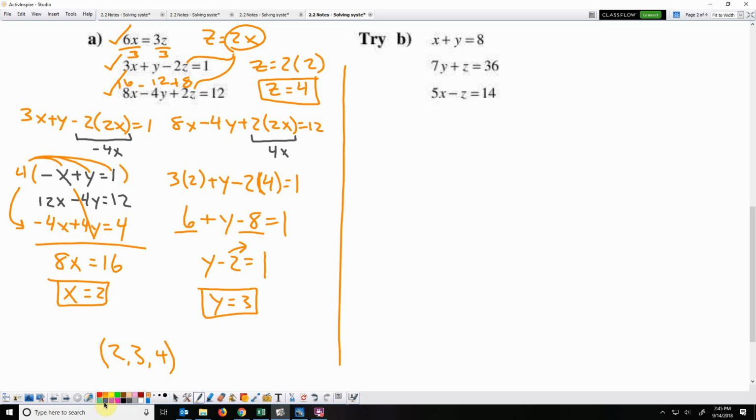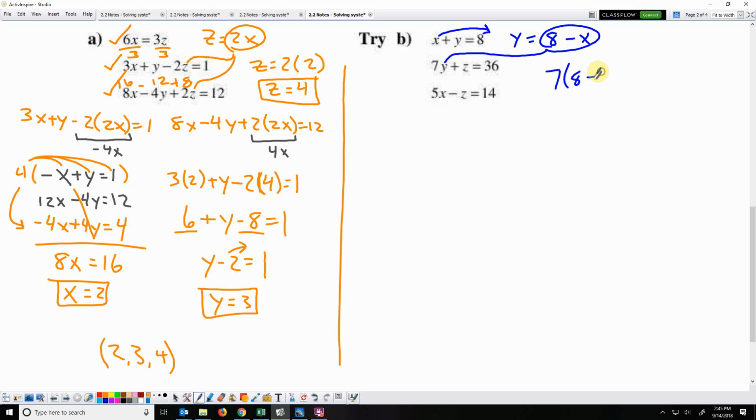Okay, letter B. Again, by substitution, I would say, let's get y by itself. We could get z by itself. We could get x by itself. I'm choosing y. I'm going to move that x over. Y equals 8 minus x. I'm going to plug that in anytime I see a y, and that is just right there.